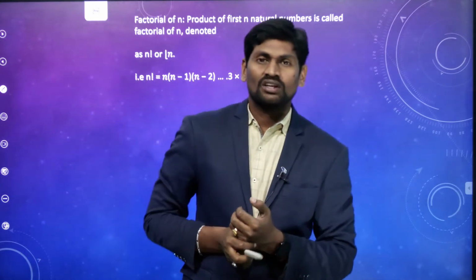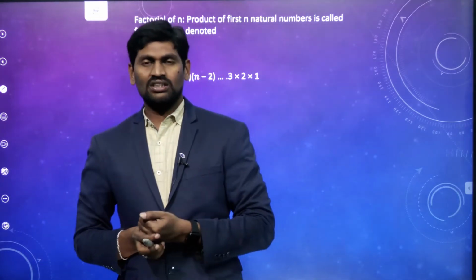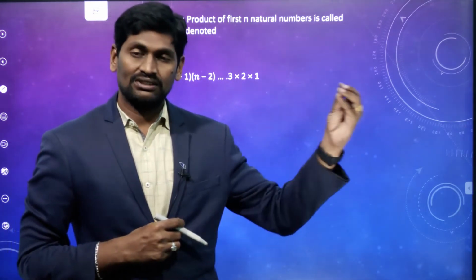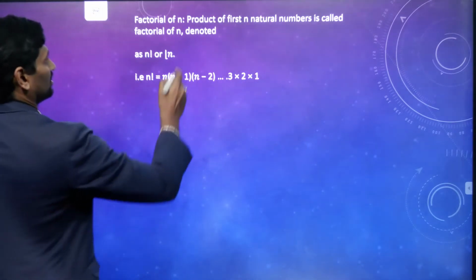Factorial n means the product of first n natural numbers. Product of the first n natural numbers. See.